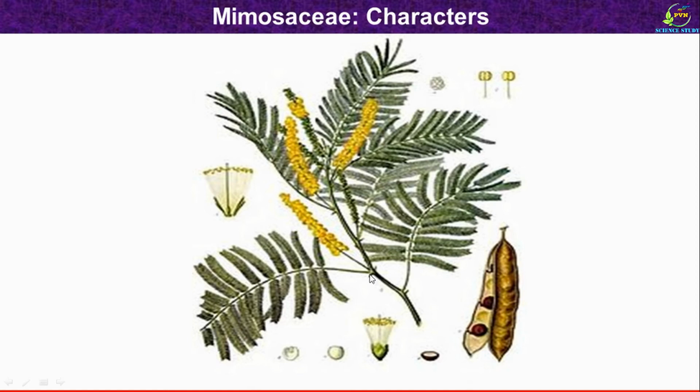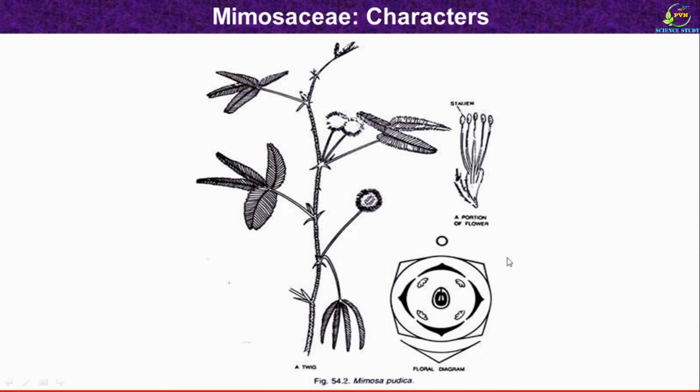Dear friends, this is a very familiar plant to you. The botanical name of the plant is Mimosa pudica. In Marathi, we call it Lajalu. So this is the twig of the Mimosa pudica plant where we can see the compound leaves as well as the spines. This is the inflorescence of the plant. When we dissect the flower, we can see the portion of the flower like this, which shows numerous stamens. And this is the floral diagram of the Mimosa pudica plant.